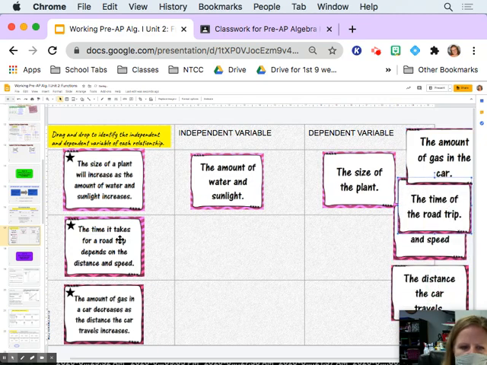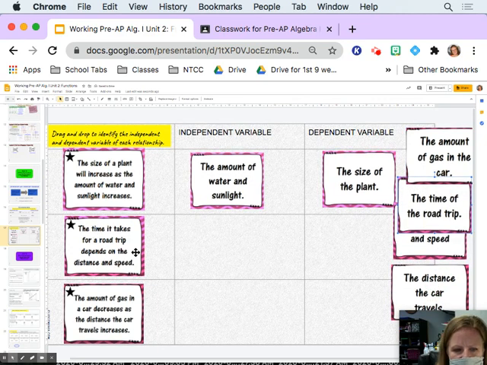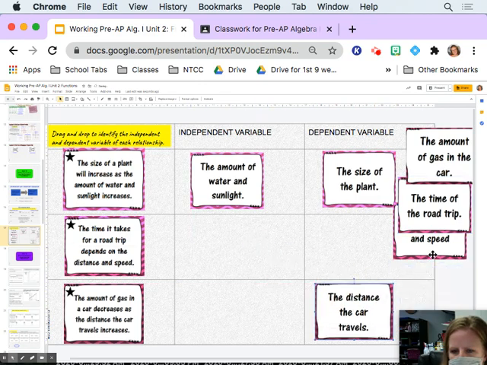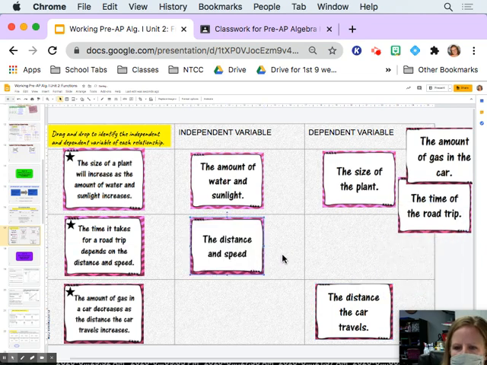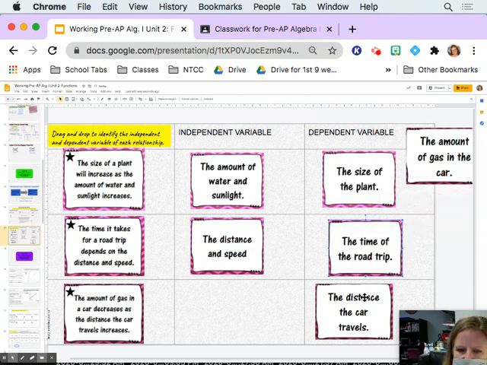Okay. The time it takes for a road trip depends on the distance and speed. So what can you control? Distance and the speed. So the distance and speed. There we go. And so what does that have an effect on? Time of the road trip.